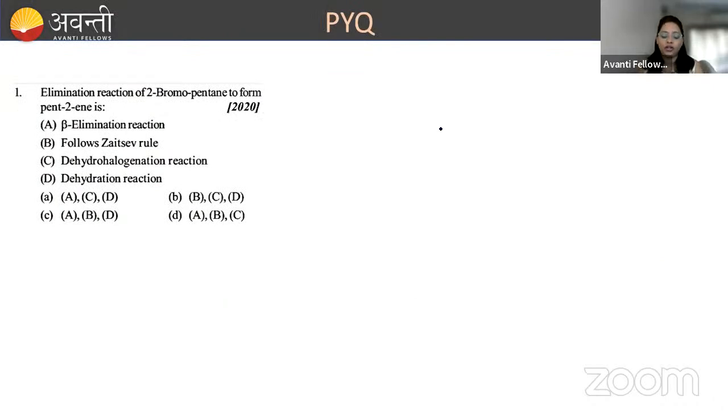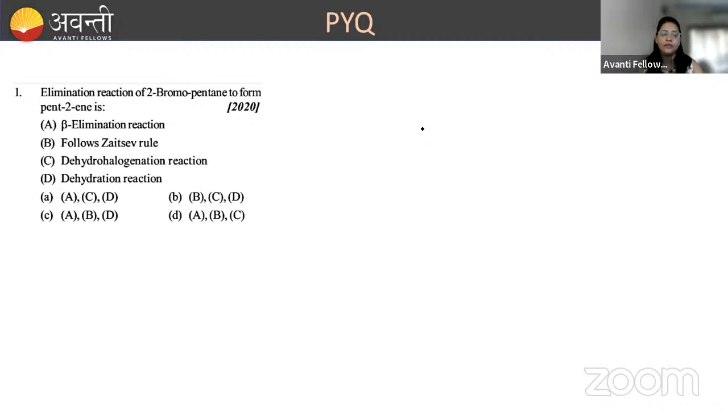Elimination reaction of 2-bromopentane to form pent-2-ene. What will be the answer here? Elimination is taking place. While the elimination is happening, which product will we get here? Can you tell me the answer? Elimination reaction of 2-bromopentane to form pent-2-ene.